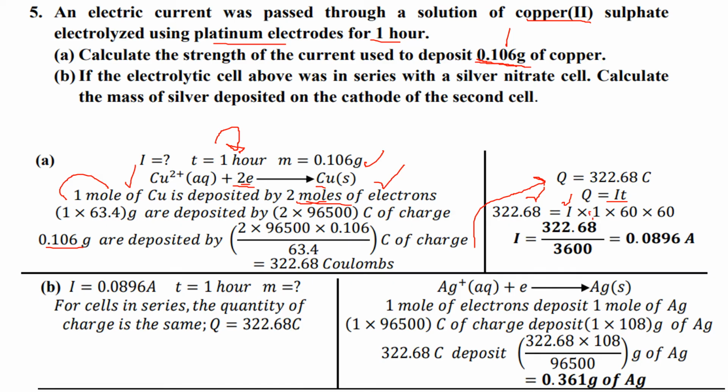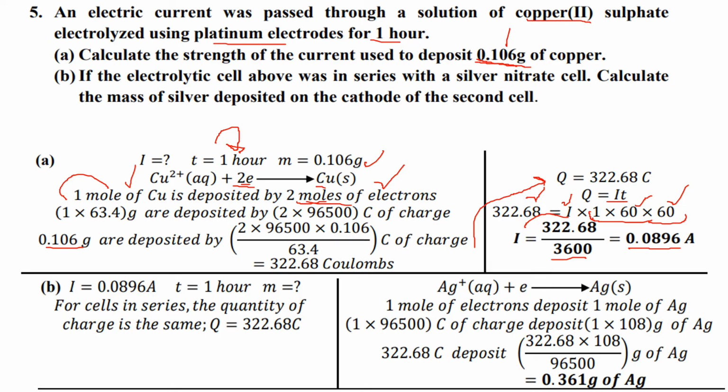For us to convert this 1 hour into seconds, you multiply by 60 to convert it to minutes. After converting it to minutes, you multiply it by another 60 to convert it to seconds. You make I the subject, which is going to be 322.68 divided by 3,600, and you're going to end up with your current in amperes being 0.0896, which was required by part A.